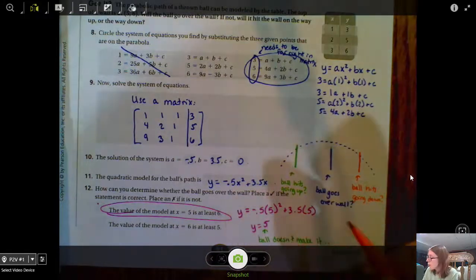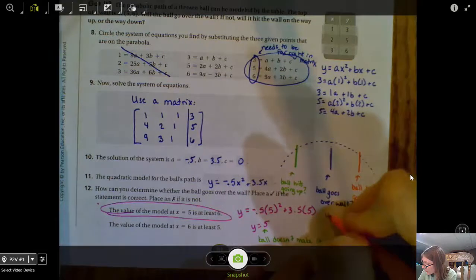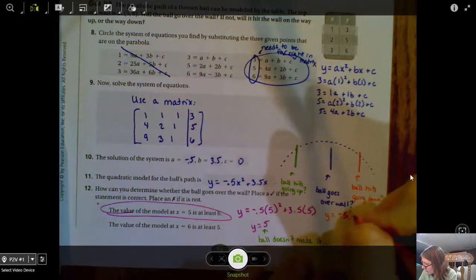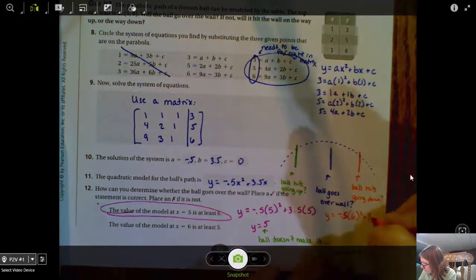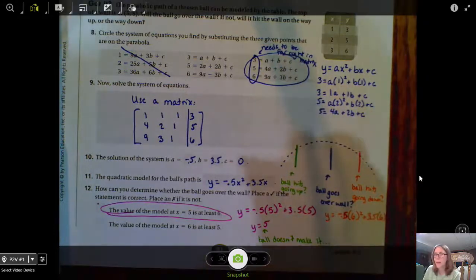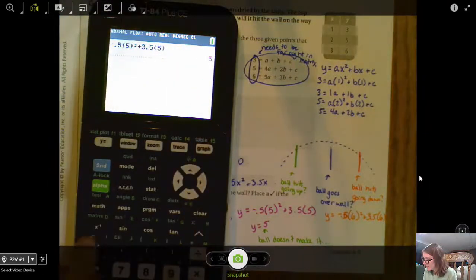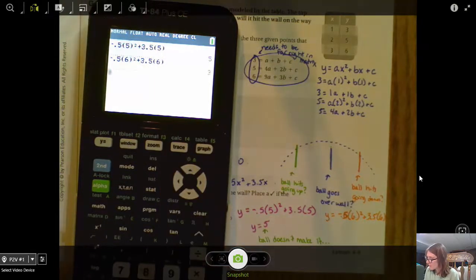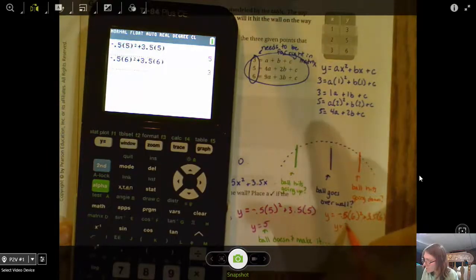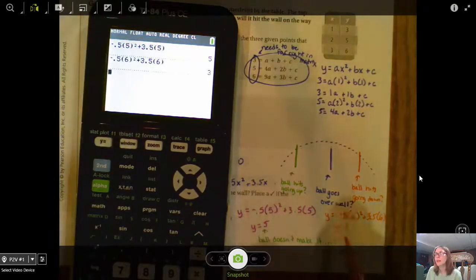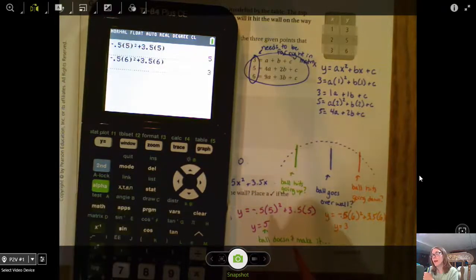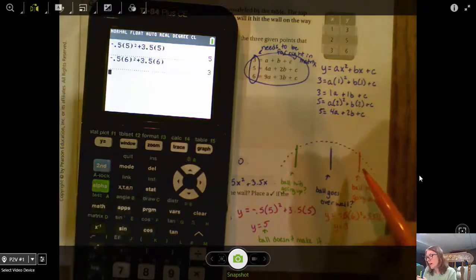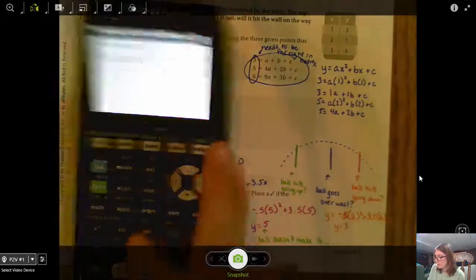We plugged in the x value of 5 before. Let's plug in the x value at 6 now. Negative 0.5 times 6 squared plus 3.5 times 6. And we get our y value is 3. So this tells me since my y value is less than it was before, when I went further over to the right, that the ball is going down now. And that tells me that the ball hit the wall going down.